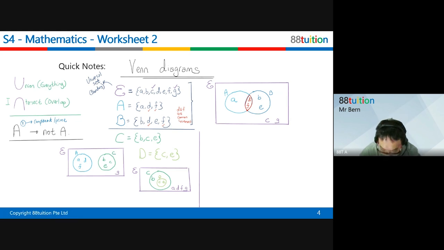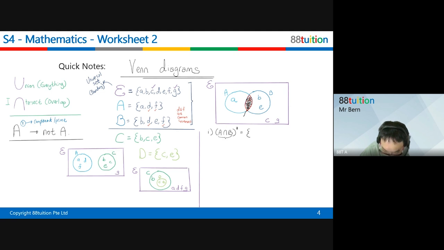For example, this one, part one. They'll ask you, what is A intersect B prime? You're supposed to list out the elements of A intersect B prime. Don't worry. You do the bracket inside first. It's just like primary 5, when you learn the four operations, you do the bracket first. Where is A intersect B? A intersect B is down here, which is DF.